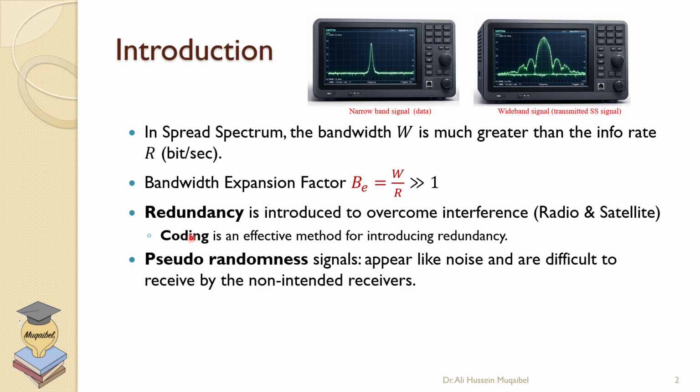So we would like the signal to look like a pseudo-random signal that appears like noise and is difficult to receive by the non-intended receivers. If you look at the spectrum, with the magnitude versus frequency F, in the case of narrowband communication, you have a peak in the spectrum which gives a hint to the non-intended receiver that there is a signal here.